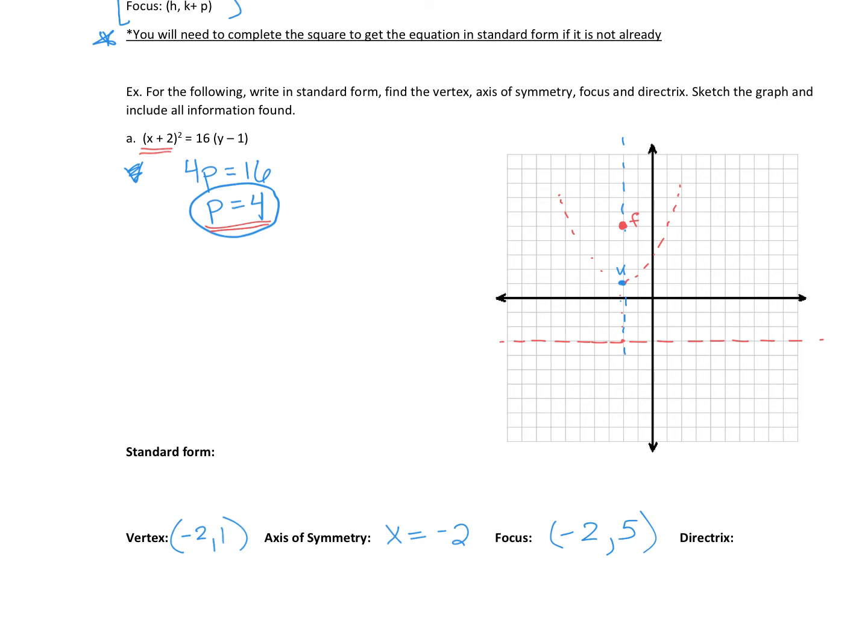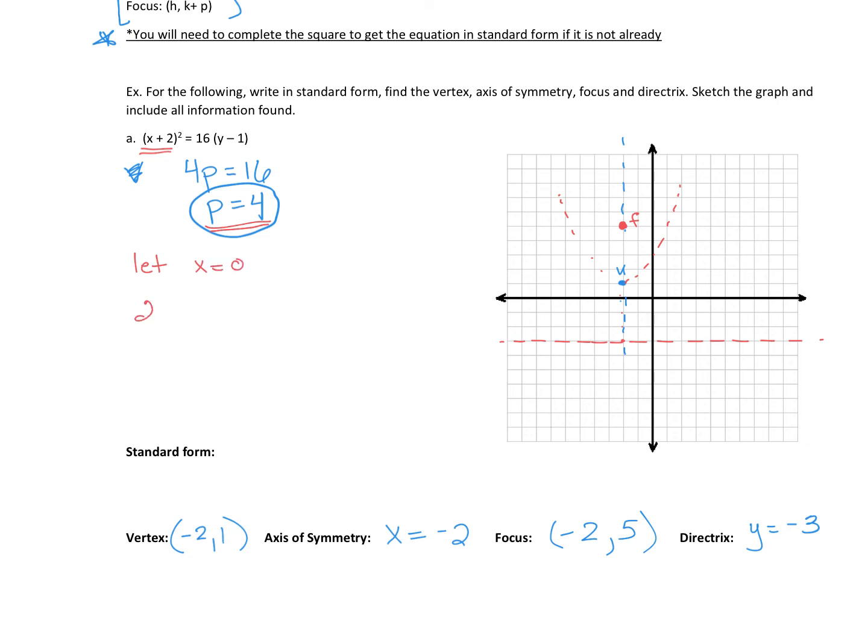And my directrix crosses the y-axis at -3. Now, before I sketch it, I'd like to know how wide it is. So the nice thing to know in this case would be our y-intercept. So let's let x equal 0.